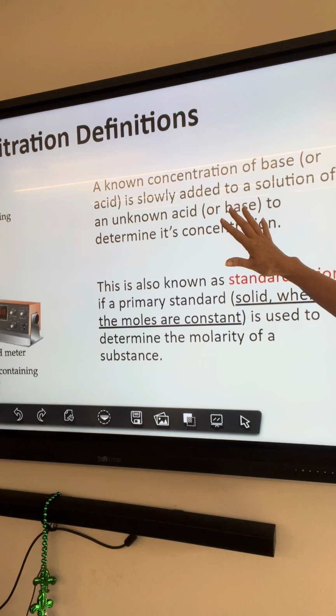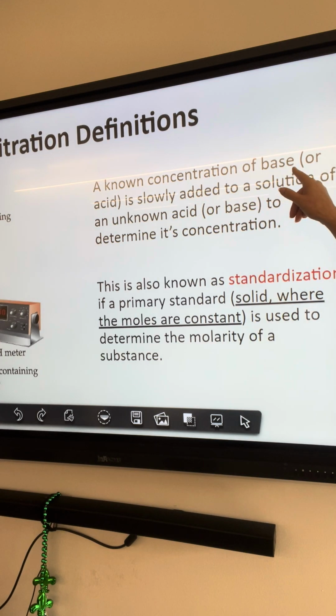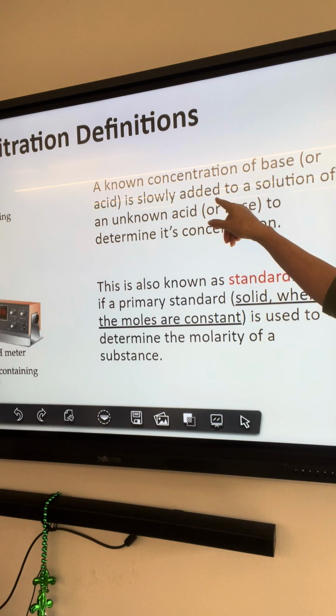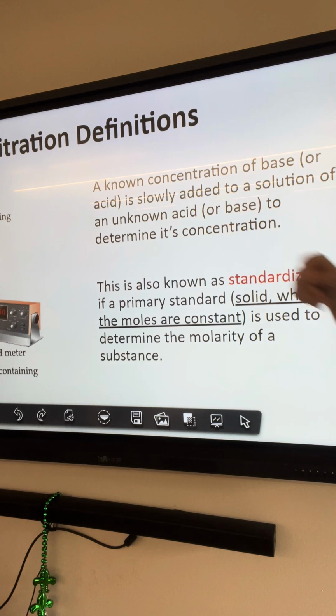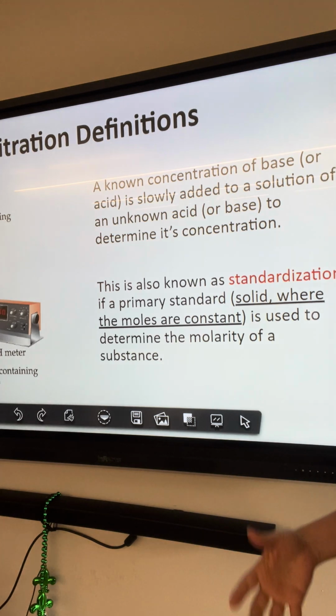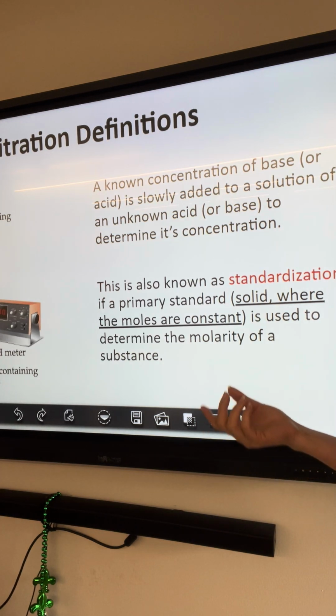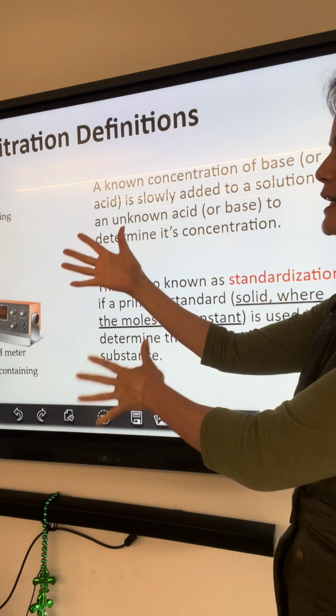The definition is a known concentration of a base or an acid is slowly added to a solution of an unknown acid to determine its concentration. You're basically trying to determine the concentration of a substance when the number of moles are equal. Next.